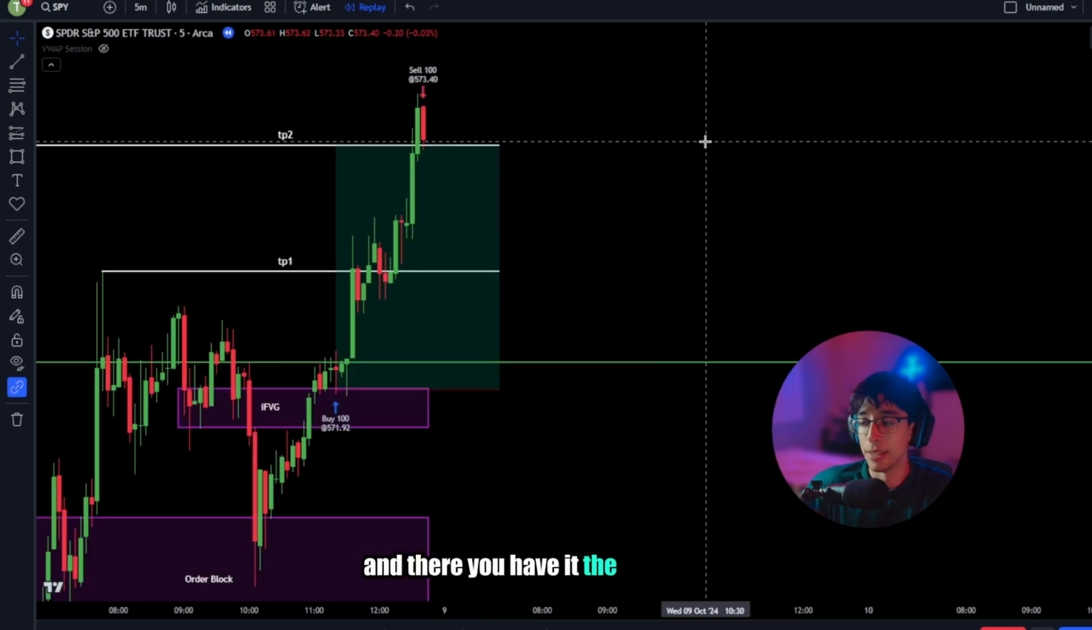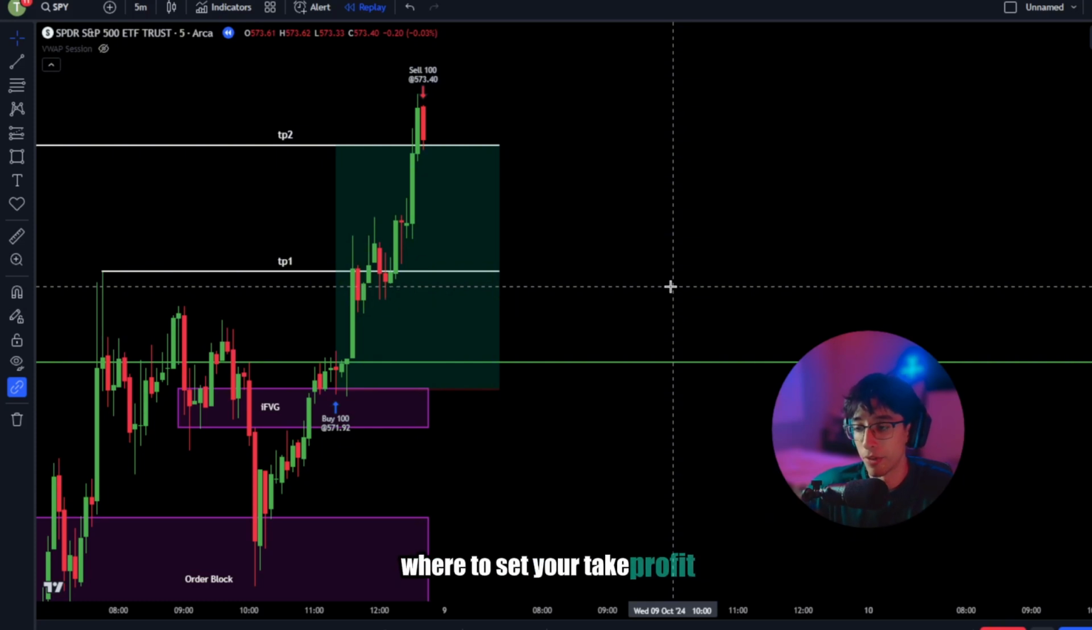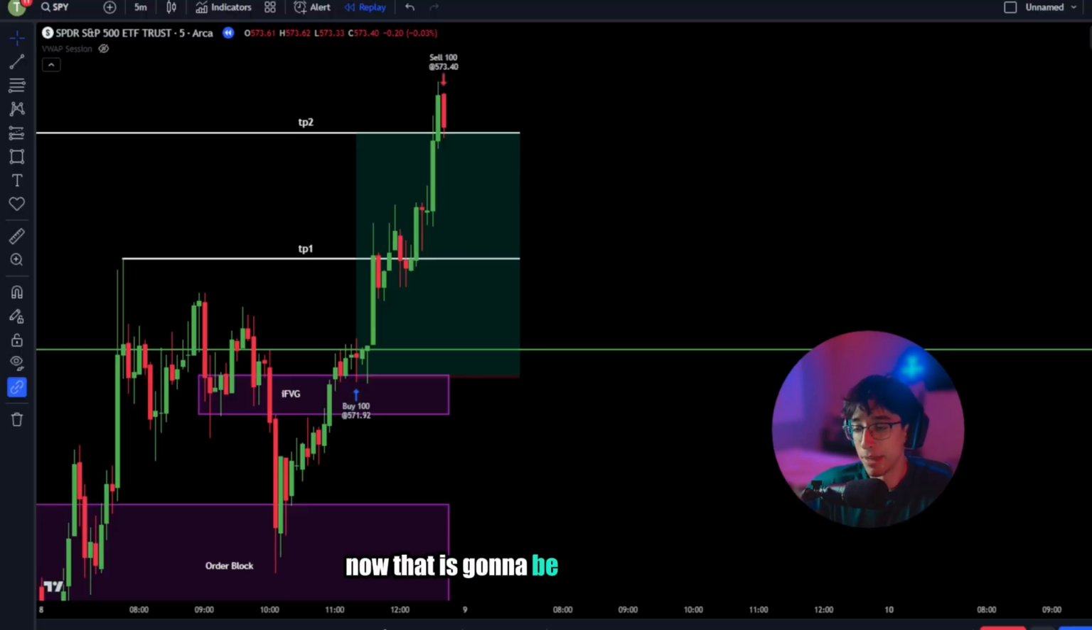And there you have it, the TP gets hit. We actually took this trade live in the Discord server, and not only did I alert the trade, I also told you guys where to set your stop loss, where to set your take profit, and how to manage your trade. Now that is going to be it for this strategy.